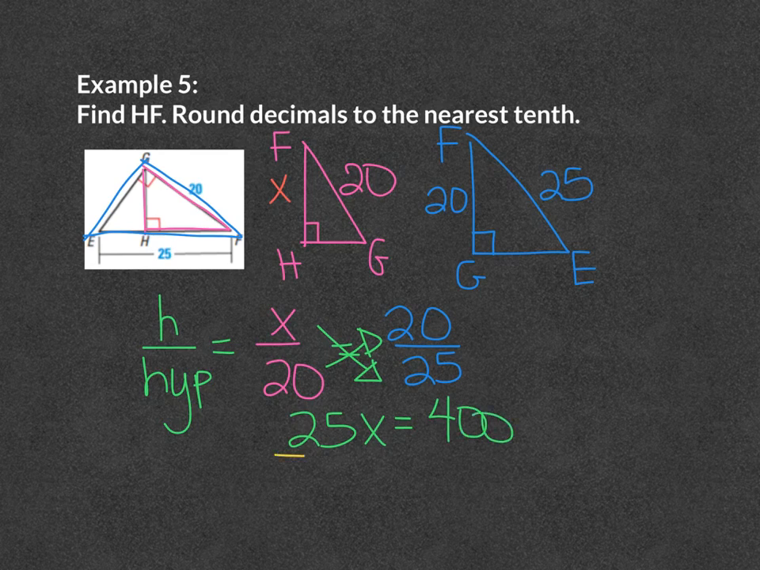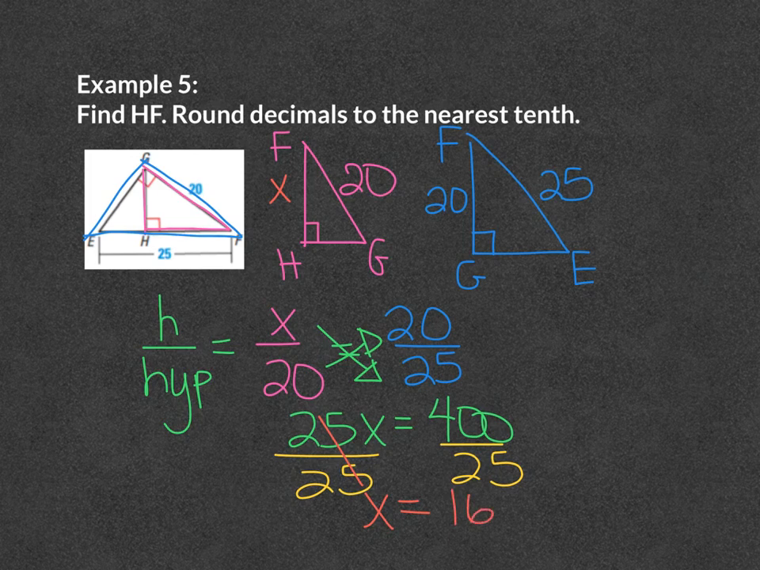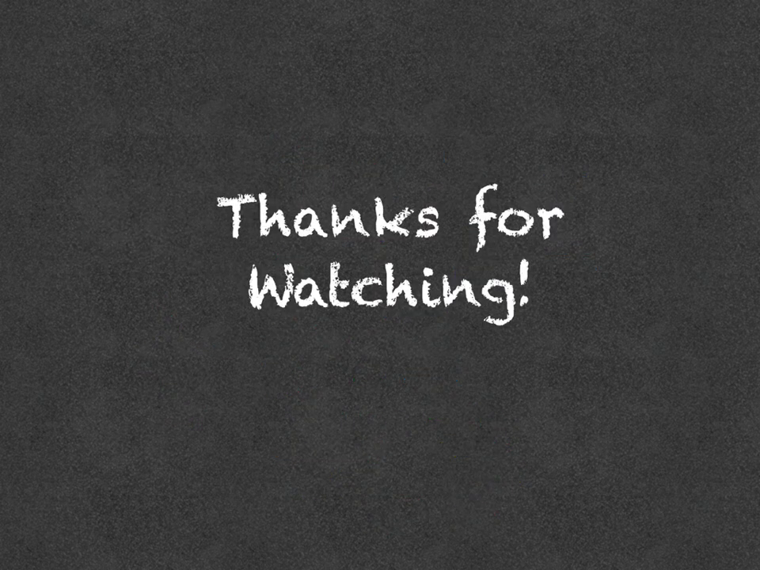I need to divide both sides by 25 in order to isolate x. This side will cancel out. X equals 400 divided by 25 gives me 16. So x equals 16, which is also HF. So HF equals 16. And that's how you solve problems involving similar right triangles.